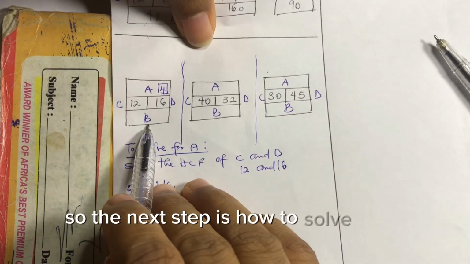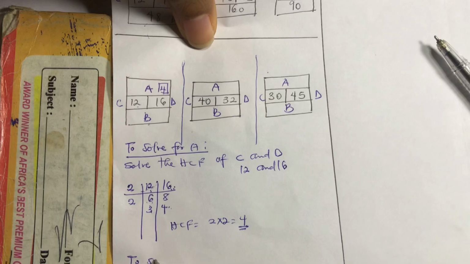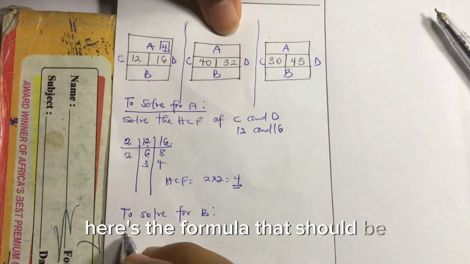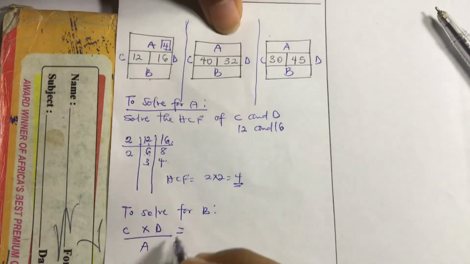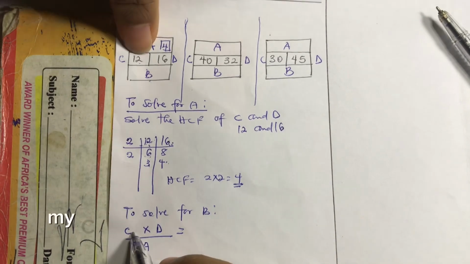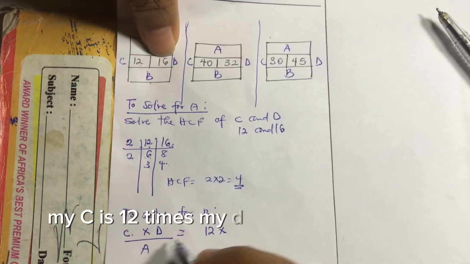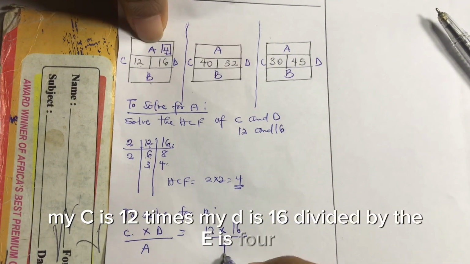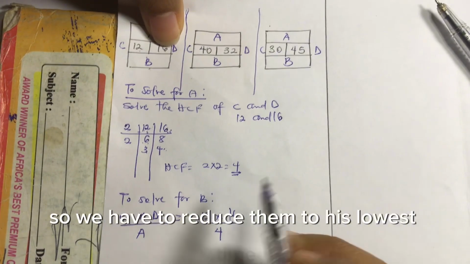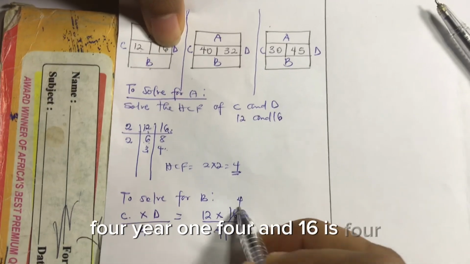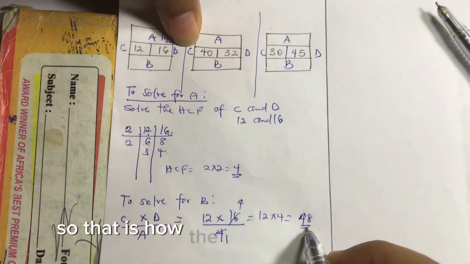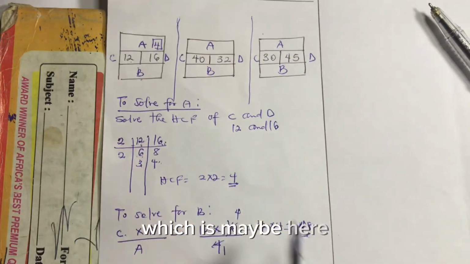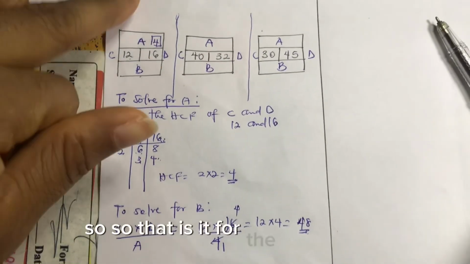So the next step is how to solve for B. Here's the formula: C times D divided by A. So let's substitute each of the variables. My C is 12 times my D is 16 divided by the A, which is 4. We have to reduce them to the lowest term. 4 in 4 is 1, 4 in 16 is 4. So 12 times 4, that should be 48. So that is how the 48 was derived, which is my B here. So that's it for the first sample.